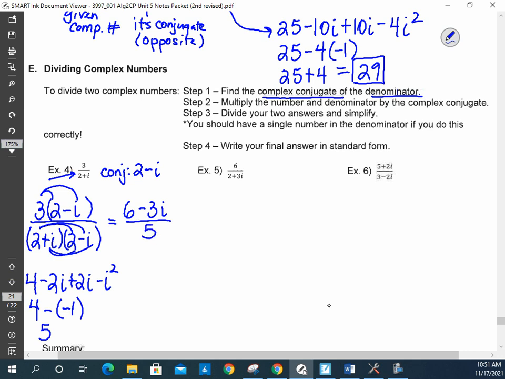So when you divide complex numbers, the bottom part of the fraction should always be a number. If your bottom is not a number, you did something wrong. Good hint to keep in mind.